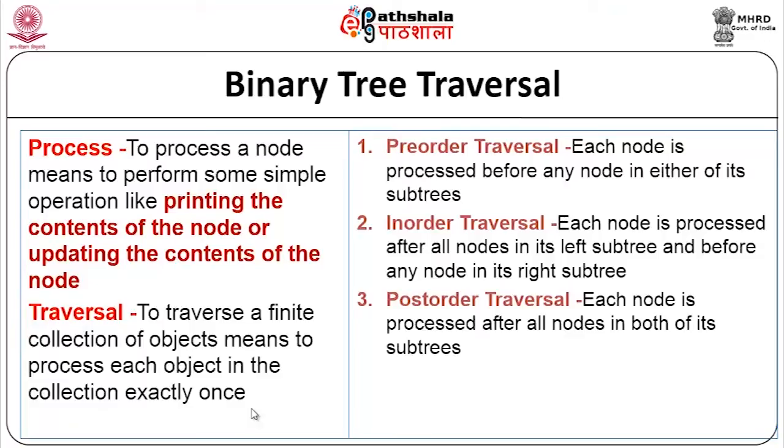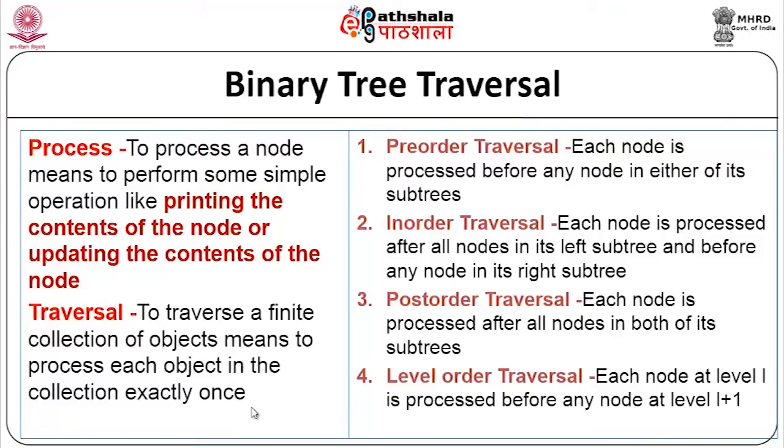I will repeat. Preorder: each node is first processed, then its left, then its right. Inorder, it is a recursive definition: left subtree, root, right subtree. Postorder: left subtree, right subtree, root. Okay, so that is the binary tree traversal. You also have another traversal called level order traversal. Each node at level I is processed before the next level is taken up. So, it does not follow any of the left subtree issues.